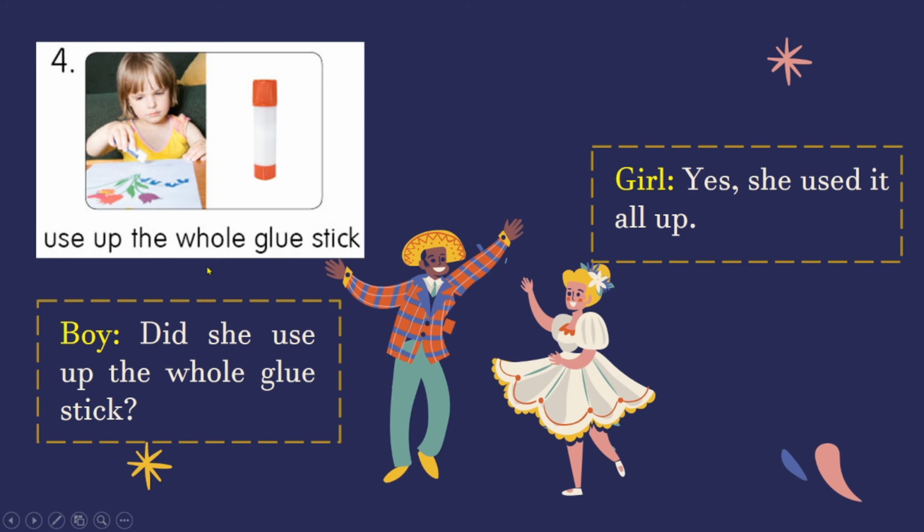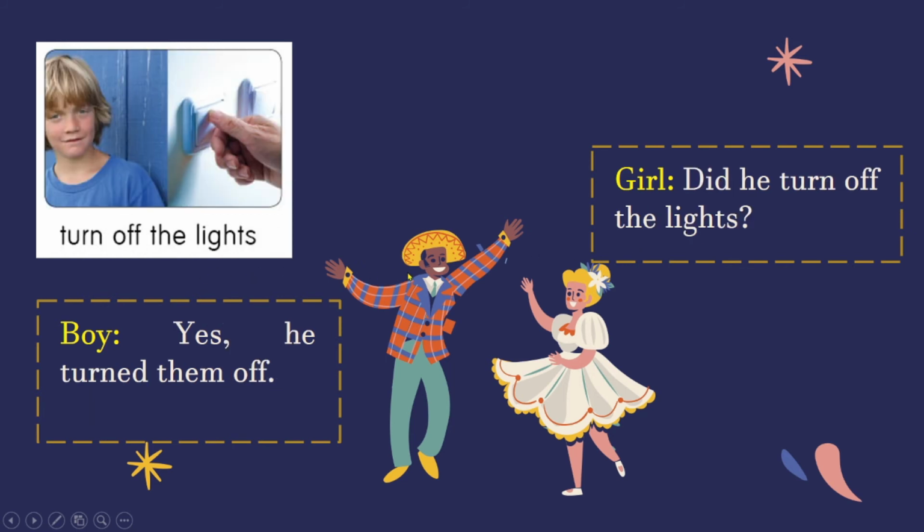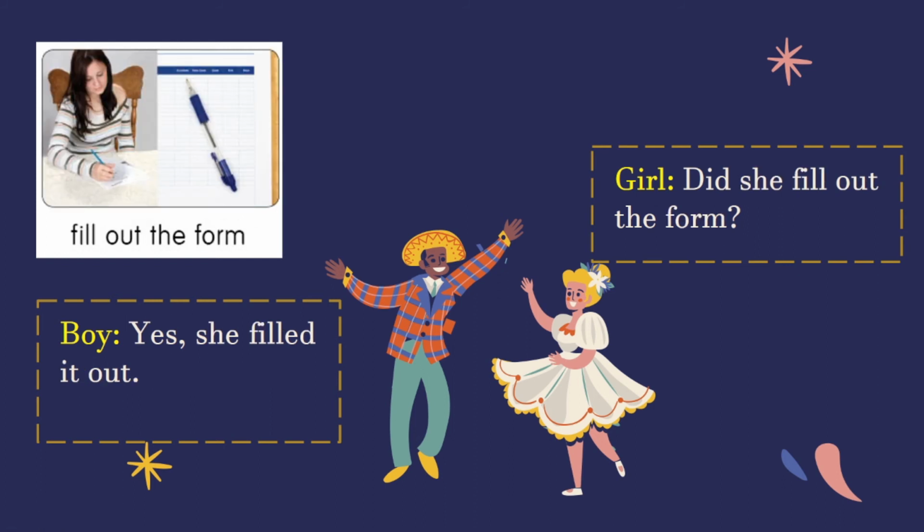Where is the phrasal verb? Right. Next, turn off the lights. Did he turn off the lights? Yes, he turned them off. Where is the modal auxiliary? And what is the phrasal verb? Awesome! Now let's have another example. Fill out the form. Did she fill out the form? Yes, she filled it out. What is the modal auxiliary used in the sentence? Good job.